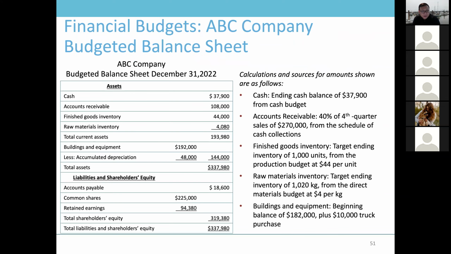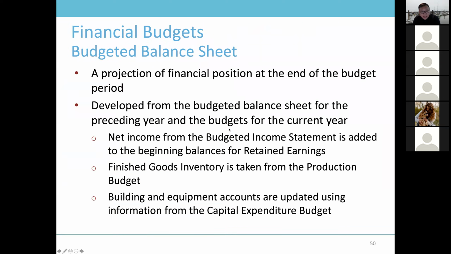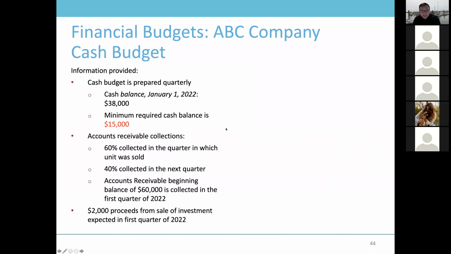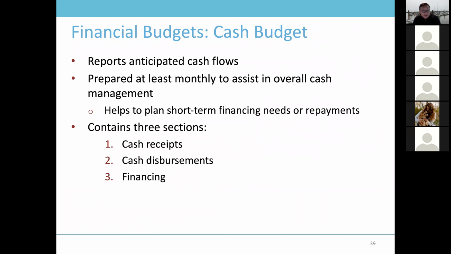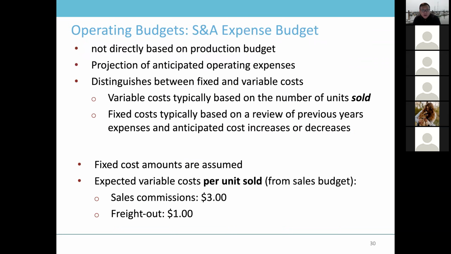Boy, this is not nice. Did you see this number? 44,000. Okay, raw materials inventory 4080. So where is this coming from? This is from the direct raw materials inventory. Direct raw materials.